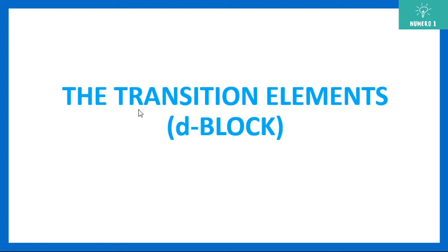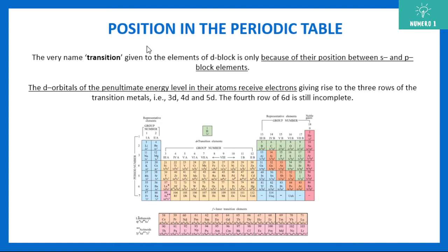Now going more into detail of transition elements, that's d block. First point, position in the periodic table. We have already seen this is our periodic table, they are in the middle. The name in fact suggests that they are in between s and p block elements. The d orbitals of the last but one energy level, that is the penultimate energy level in their atom, receive the electron. That is, if you see the period number is 4, but that is your 3d.